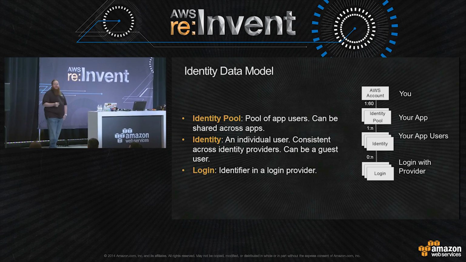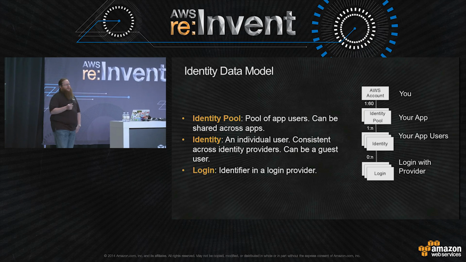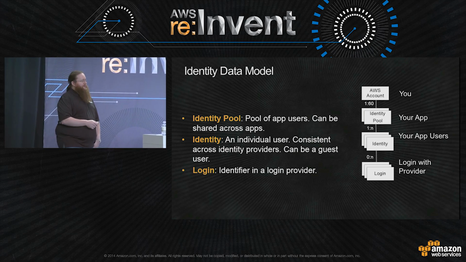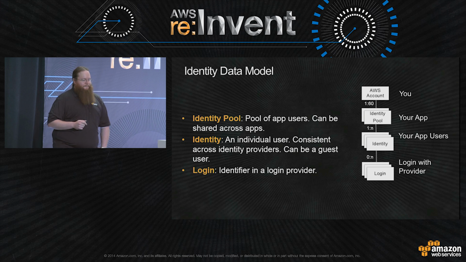And then each identity can have 0 or more logins associated with it. And if the identity does not have any logins associated with it, it is a guest or unauthenticated user. And the instant it does have a login, it becomes an authenticated user.